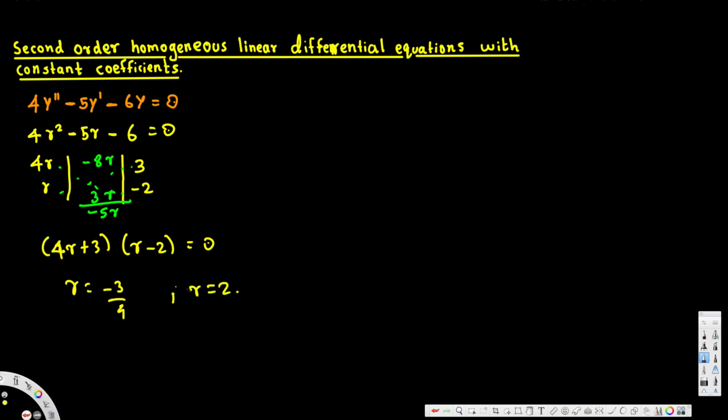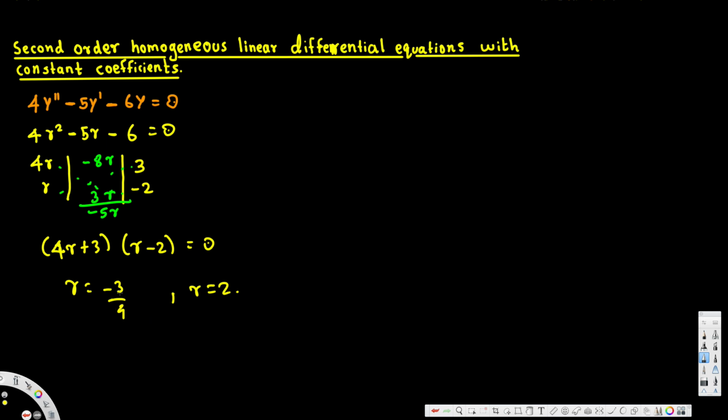Now from this we can directly write our answer, the general solution of the differential equation. There are three types of general solution, based on the roots. If we have distinct real roots, it's going to be one format. If we have equal real roots, like repeating real roots, that's going to be another format. And if we have complex numbers, there's another format for that.